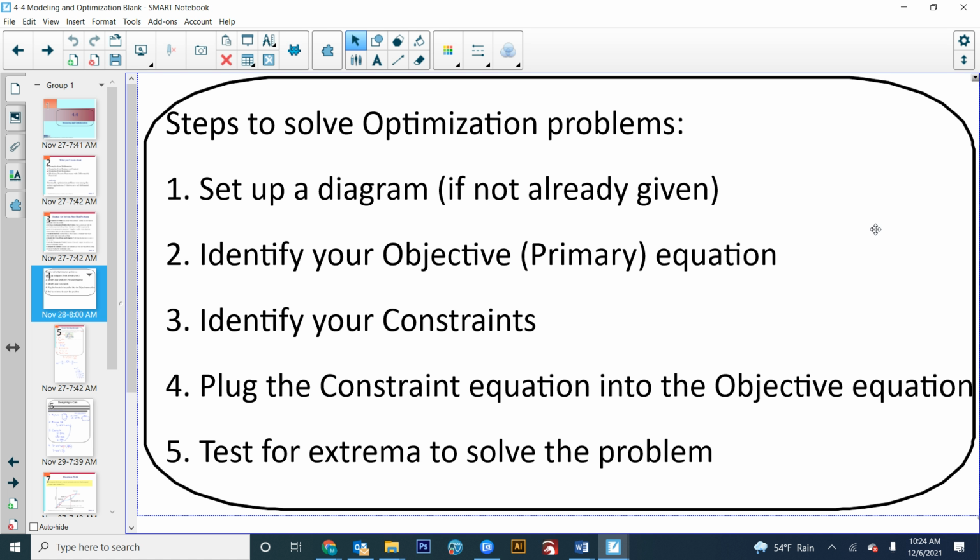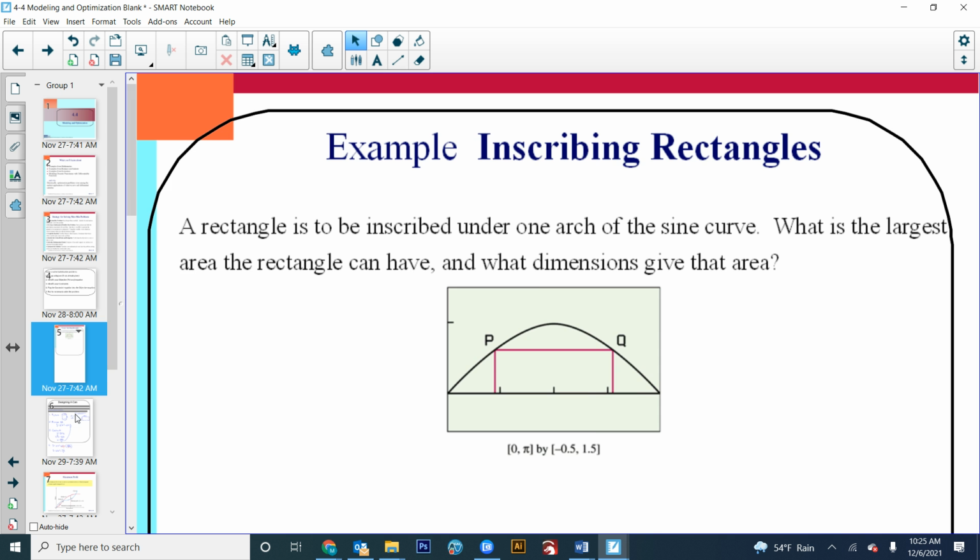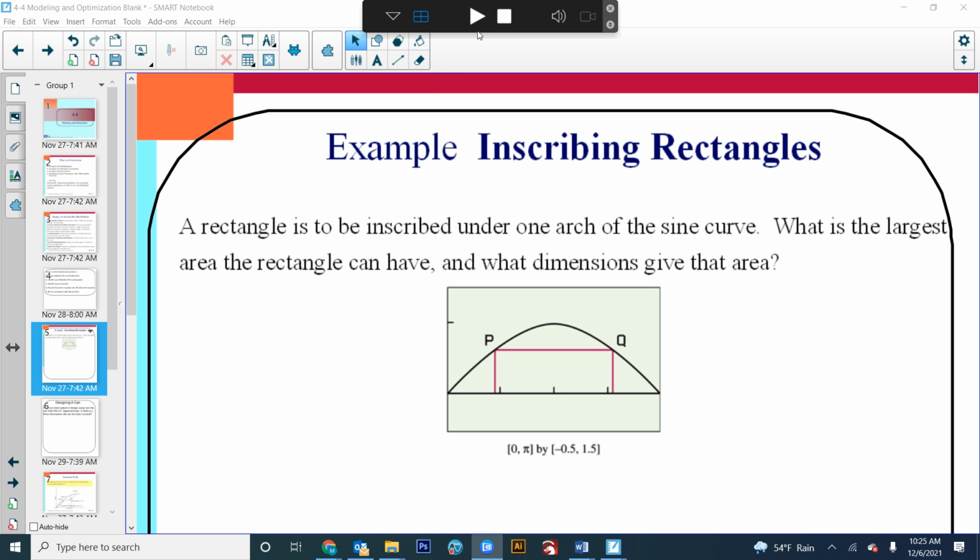Constraint. That's a constraint. I can only make 5,000 units a day. Plug the constraint equation into the objective equation and test for extreme. This is my sequence of steps. This is to help you. This is to guide you. Now, we're going to start off with a problem that's very visual, and then we're going to move into more abstract problems, where we might have to draw our own diagram. The first situation, if we don't have a graph, we'll graph it. We have a graph for this one.